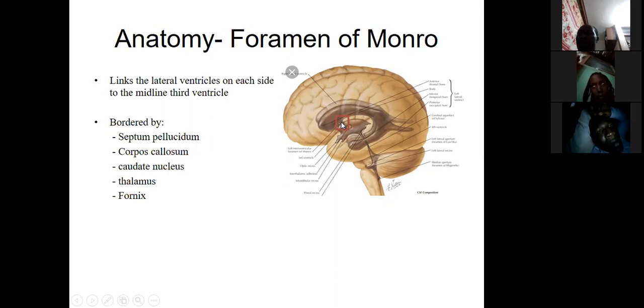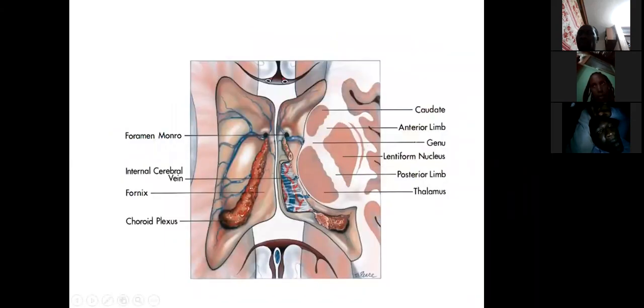These two foramina on each side. So here we see the relationships. We see the fornix, the caudate nucleus, and the thalamus. An important structure to consider during the transforaminal approaches is the genu of the internal capsule, because this genu is found just lateral to the foramen of Monro.